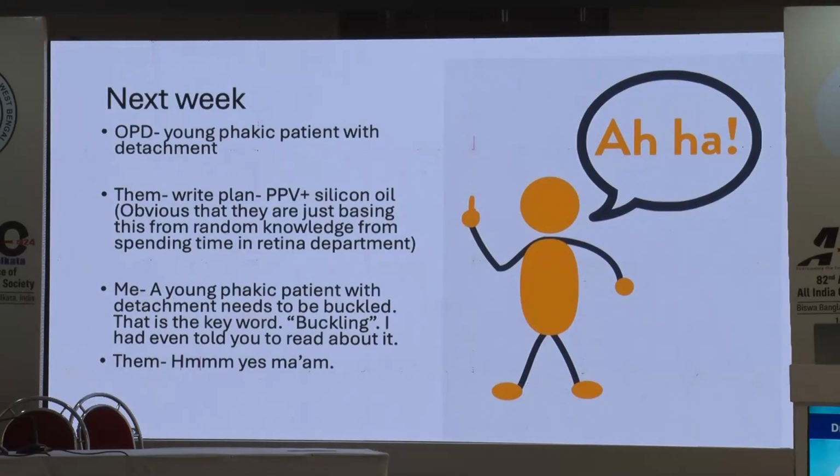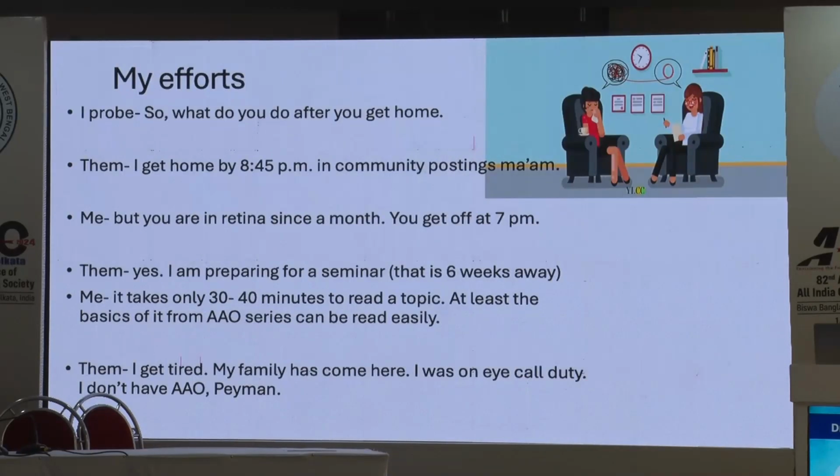I'll read. Next week, in the OPD, young phakic patient with detachment. They'll write some plan like vitrectomy and silicone oil, just basing it off some random knowledge they have gained by being around retina people. Then I say a young phakic patient needs to be buckled. That is the key word, buckling. I even told you to read about it. They say, okay.